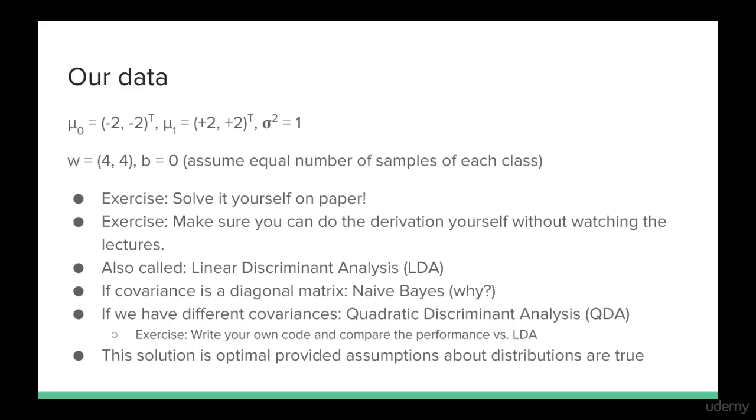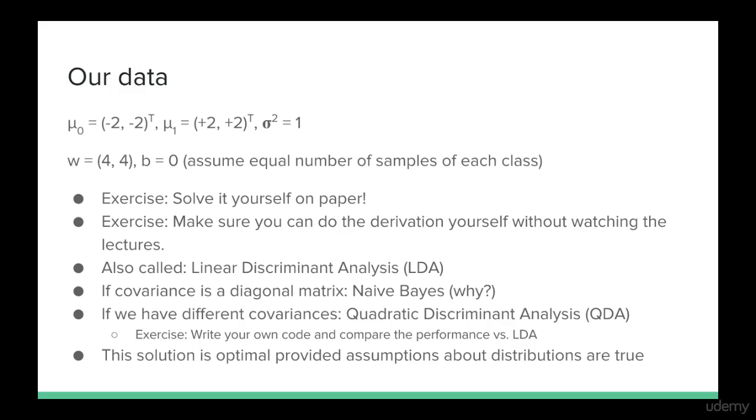You also want to make sure that you can do the derivation in this lecture on your own, without watching the lecture. A couple quick extra notes. This method is also called linear discriminant analysis, or LDA. If the covariance is a diagonal matrix, as we've seen in the numerical example above, this is also an instance of naive Bayes. You should be able to figure out why this is.